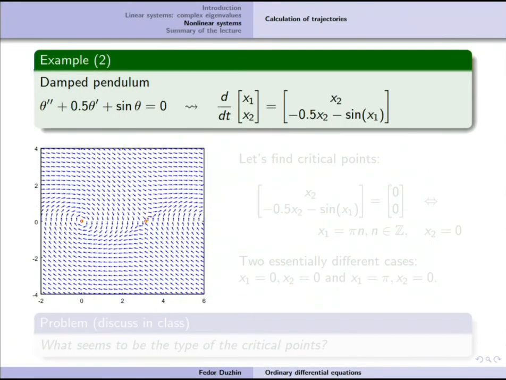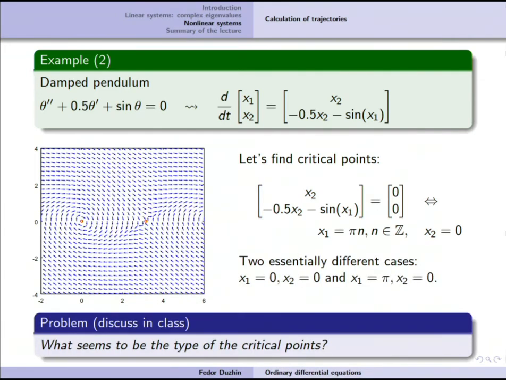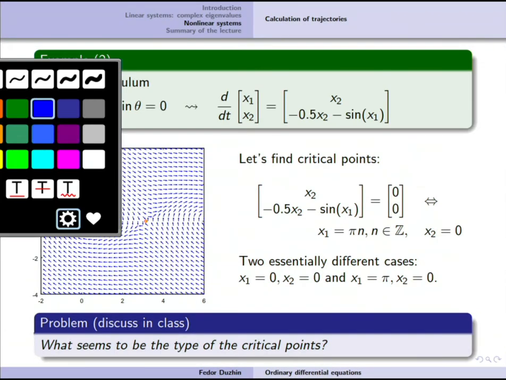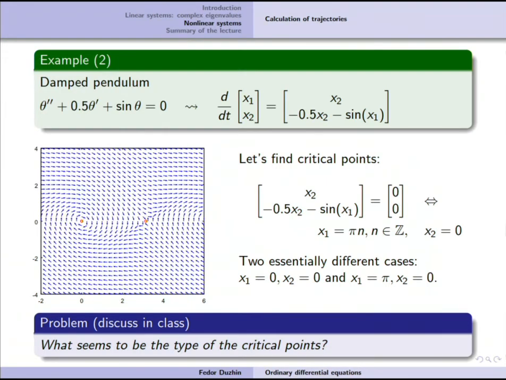Now let me just very, very quickly go through another similar example. Damped pendulum. Now we can do the same thing over again. And of course, there are going to be the same two critical points. Then you can try to figure out what seems to be the type of the critical point. I will answer it in a minute. You can maybe pause my lecture and try to think about it yourselves. But basically here, if you just follow these arrows, then it goes like this.